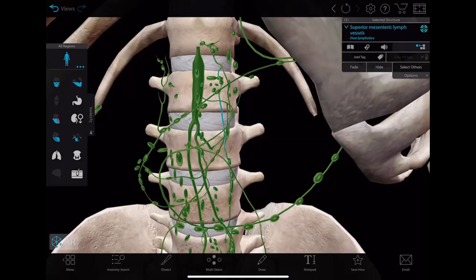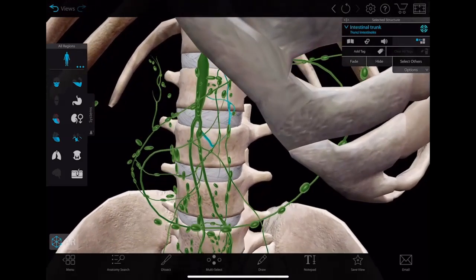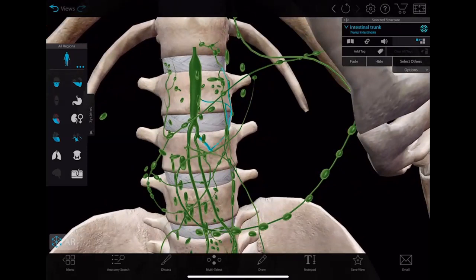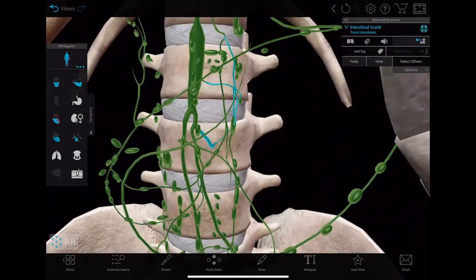So these are the superior mesenteric vessels. This is the superior mesenteric lymph nodes. This is celiac lymph nodes. This one is the intestinal trunk. You see, the intestinal trunk is opening inferiorly into the cisterna chyli. So these pre-aortic lymph nodes form the intestinal trunk which drains into the cisterna chyli.